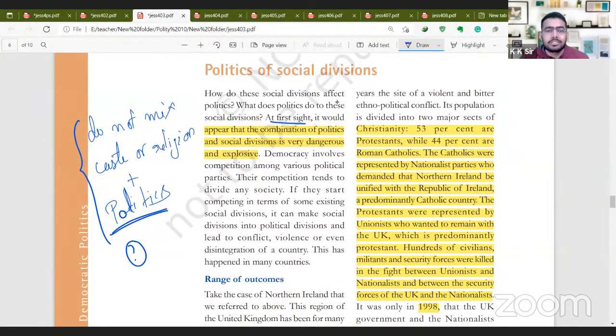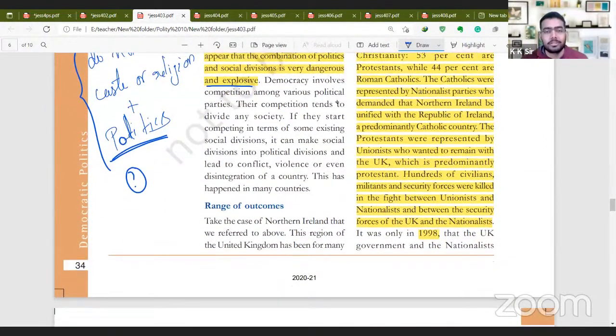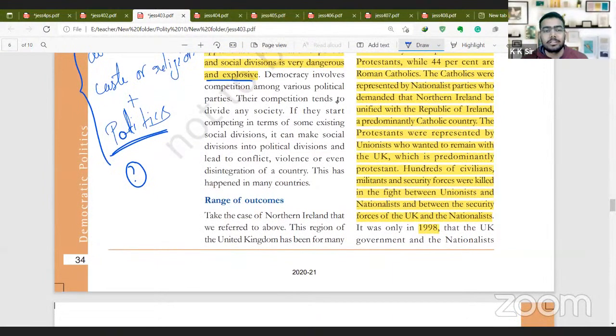NCERT says that at first sight it would appear that the combination of politics and social division is very dangerous and explosive. पहले पहले देख के तो लगता है कि भाई पॉलिटिक्स और सोशल डिवीजन मिल जाता है तो बहुत खतरनाक कॉम्बिनेशन मिलता है. बट इज इट ट्रू?